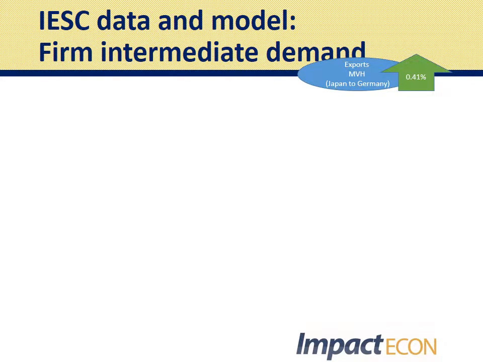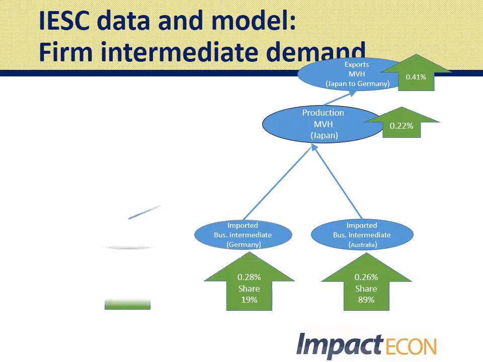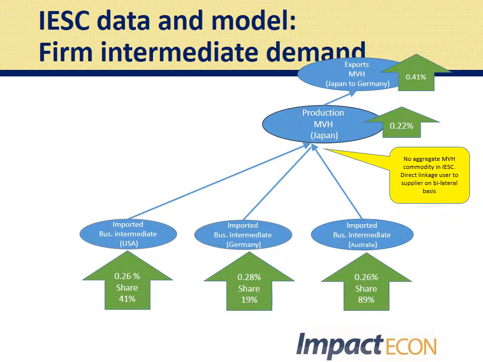We have an increase in Japanese exports of motor vehicles to Germany. This causes an increase in Japanese production of motor vehicles. Looking at imported business intermediates, we see the direct linkage between motor vehicle production in Japan and the supplying countries of imported business intermediate goods. Each country experiences a similar increase in demand for business intermediates, approximately 0.26%. This direct linkage allows us to recognize that each country supplies business intermediates in different proportions in the GTAP motor vehicle sector. For example, 89% of Japan's imports in the GTAP motor vehicle sector from Australia are business intermediates.